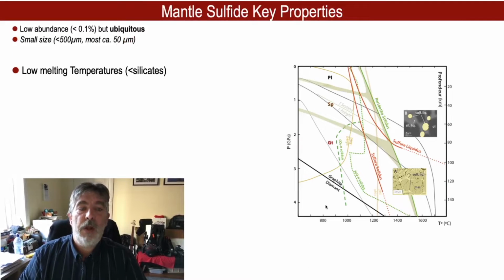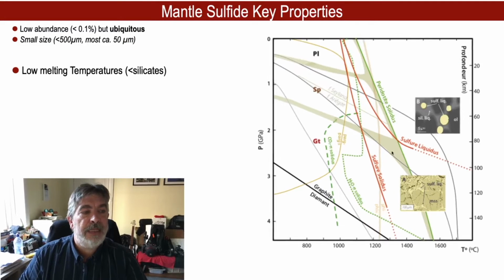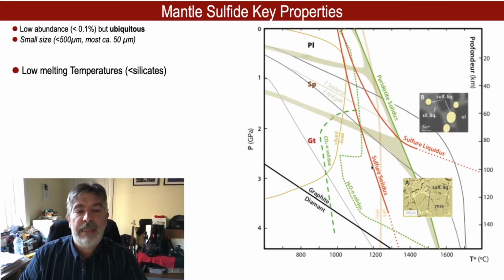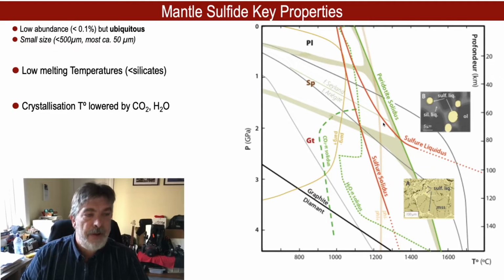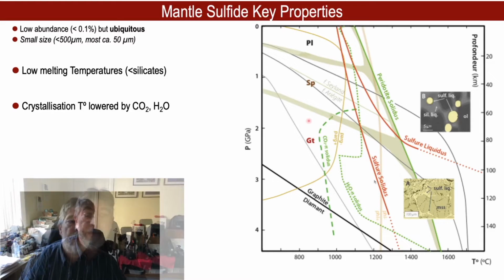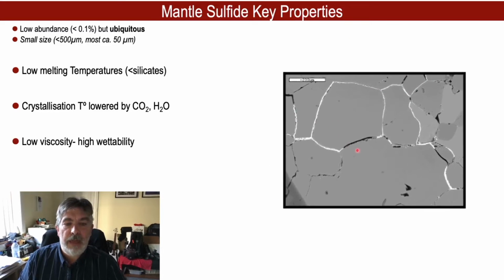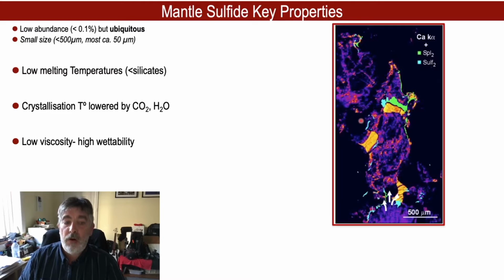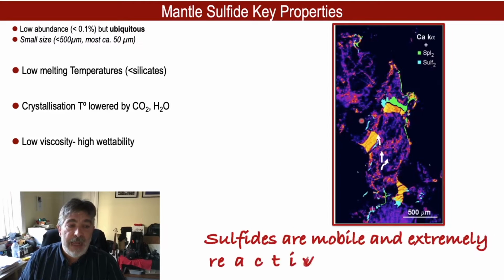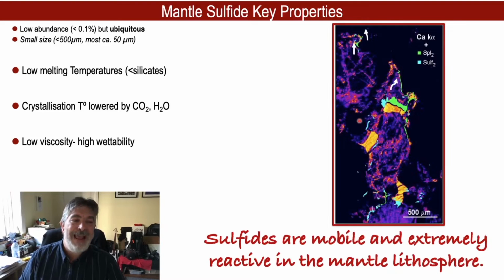They also have a low melting temperature relative to silicate, meaning that at typical mantle temperature they are liquid. Further, the occurrence of volatiles reduces the crystallization temperature of the sulfide further. Finally, sulfide melts have a low viscosity and low dihedral angle. They can thus percolate the mantle easily. Altogether, this means that sulfides are mobile and extremely reactive in the mantle lithosphere.